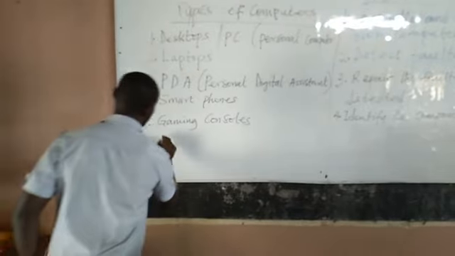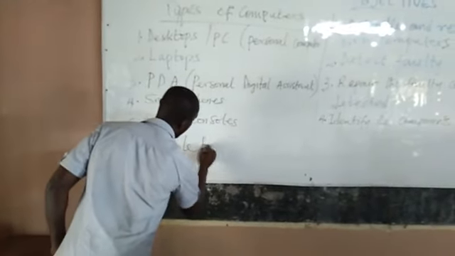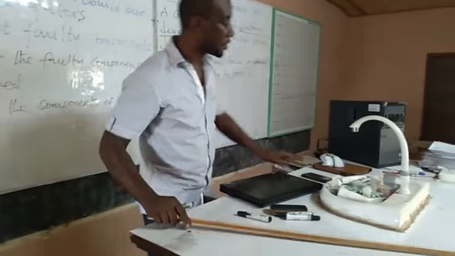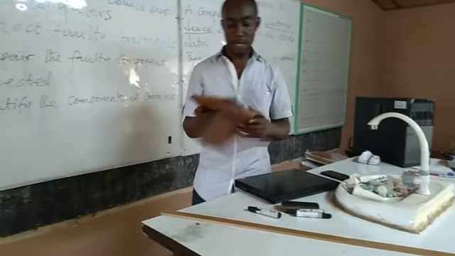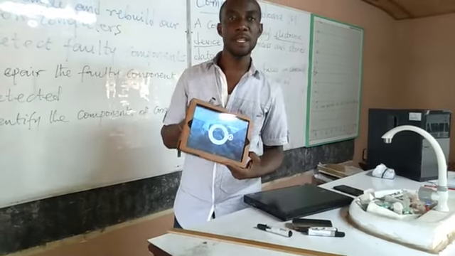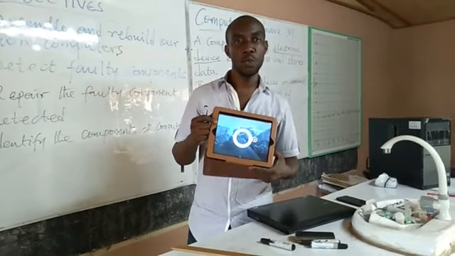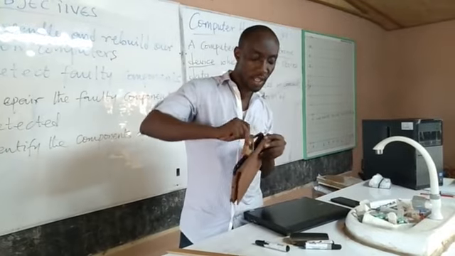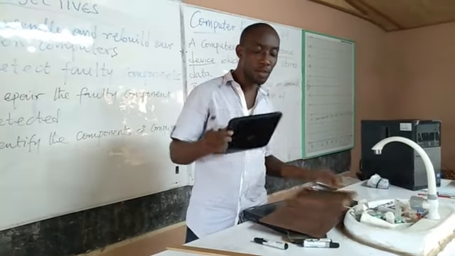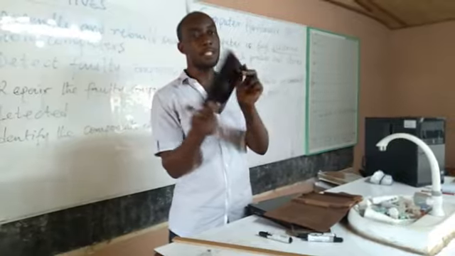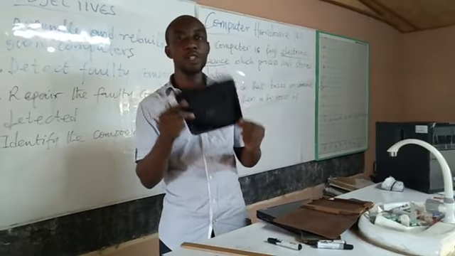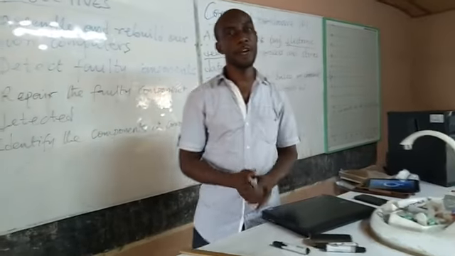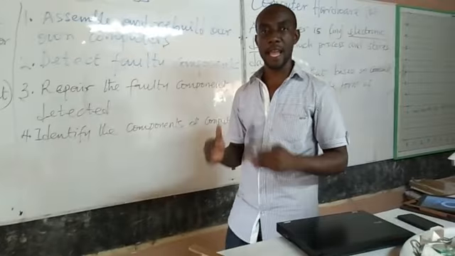Then there is another type, the sixth one, the tablets. Tablets are also considered computers. This is an HP tablet, an HP WebOS tablet. It is also a computer, just in a different case. Let me show it to you. So this is a tablet, which is also considered a computer. We have a whole lot of different types.